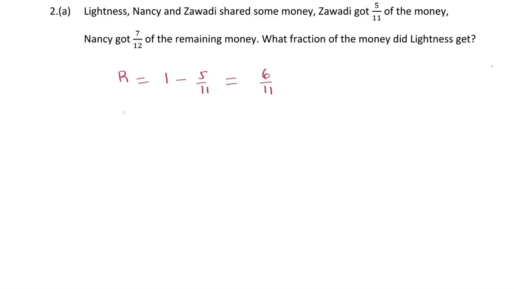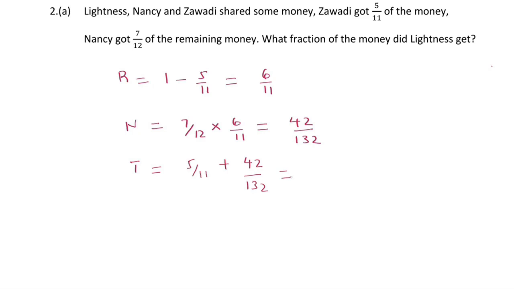Next we have been told that Nancy got 7 over 12 of the remaining money. So this equals 7 over 12 times 6 over 11, of which after solving these values we are having 42 over 132. Next we are going to find the total amount shared by Zawadi and Nancy. So we are taking 5 over 11 plus 42 over 132, of which after solving the values we are having 102 over 132.